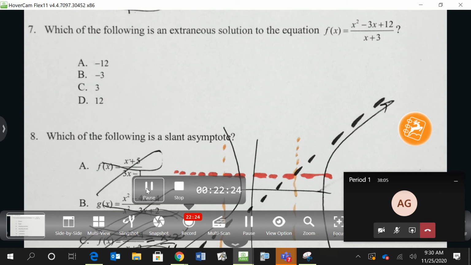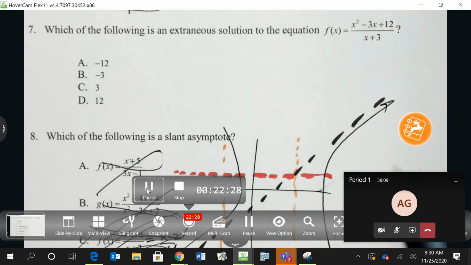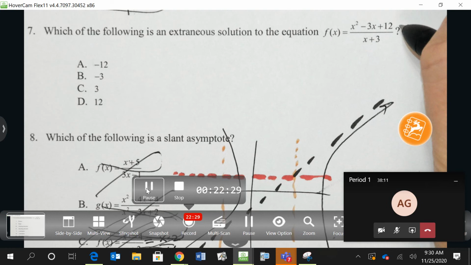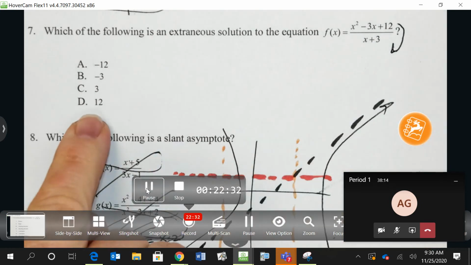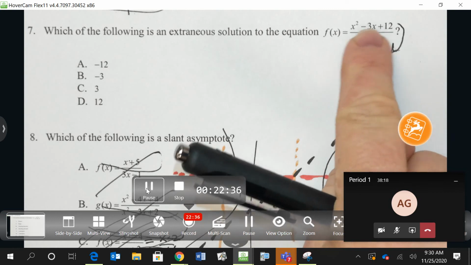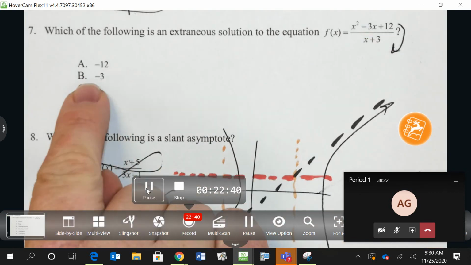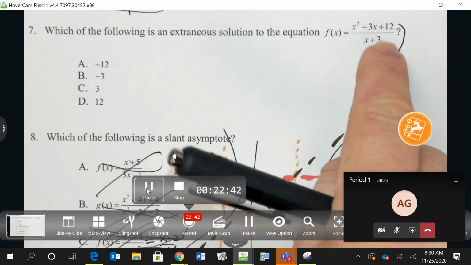Which value is an extraneous solution to this equation? Extraneous solutions mean that you're going to break a math rule. The most common math rule is you can't have 0 on the bottom. So which one of these could I substitute in for x, and then the denominator would equal 0? Negative 12 plus 3 is not 0. Negative 3 plus 3 is 0. Correct answer.